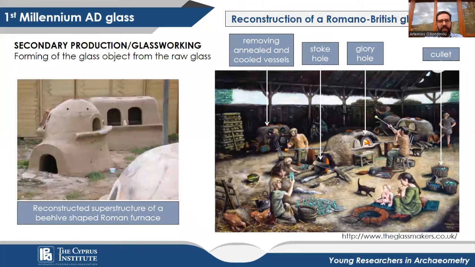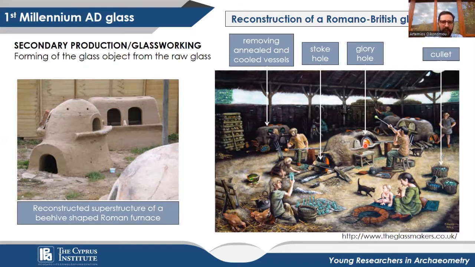Here you can see a nice reconstruction of a typical Roman secondary glass workshop. There are various elements, as you can see: the furnace here in the middle, where glass was fused. The glass makers first gather the glass on the blowpipe from the glory hole, which is the opening here in the furnace. And then they make the objects.